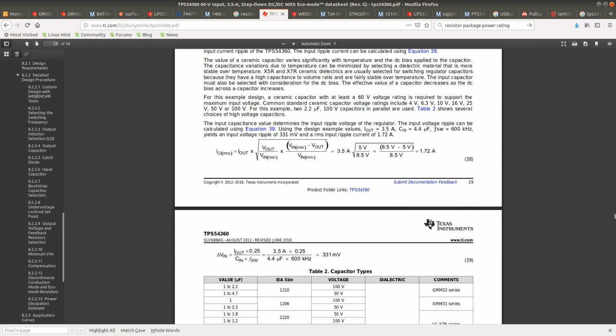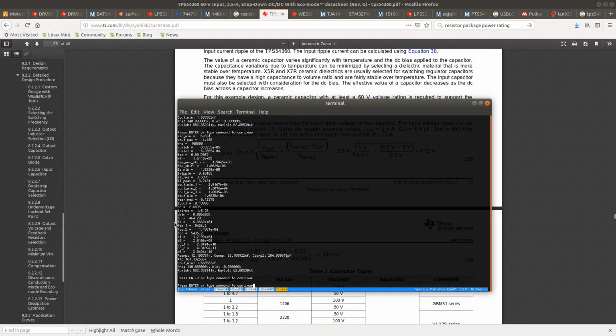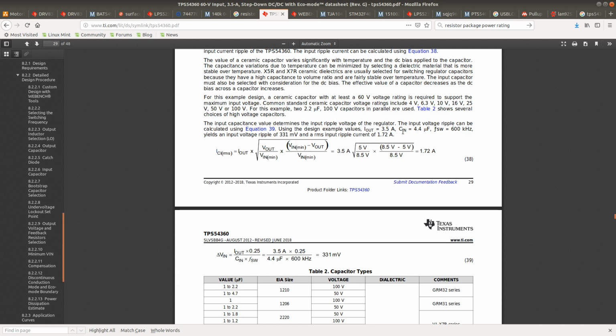So our ripple current ends up being 1.5 amps, and the voltage ripple would be 6 millivolts, which is very negligible. But 1.5 amps, I think. So the next question is whether the input capacitor should be rated at current ripple of 1.5 amps.